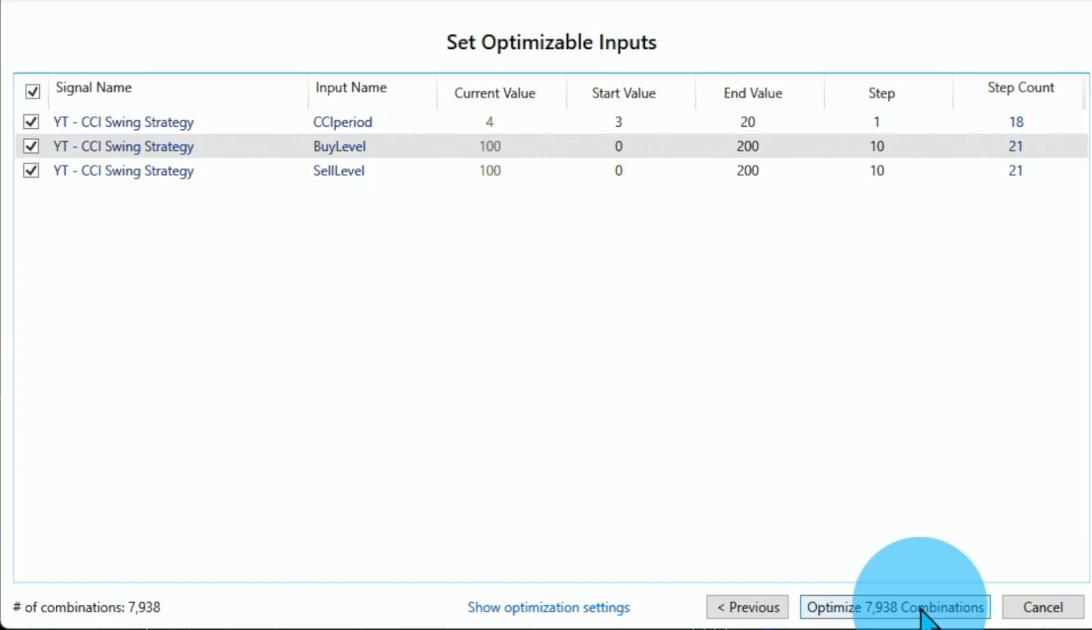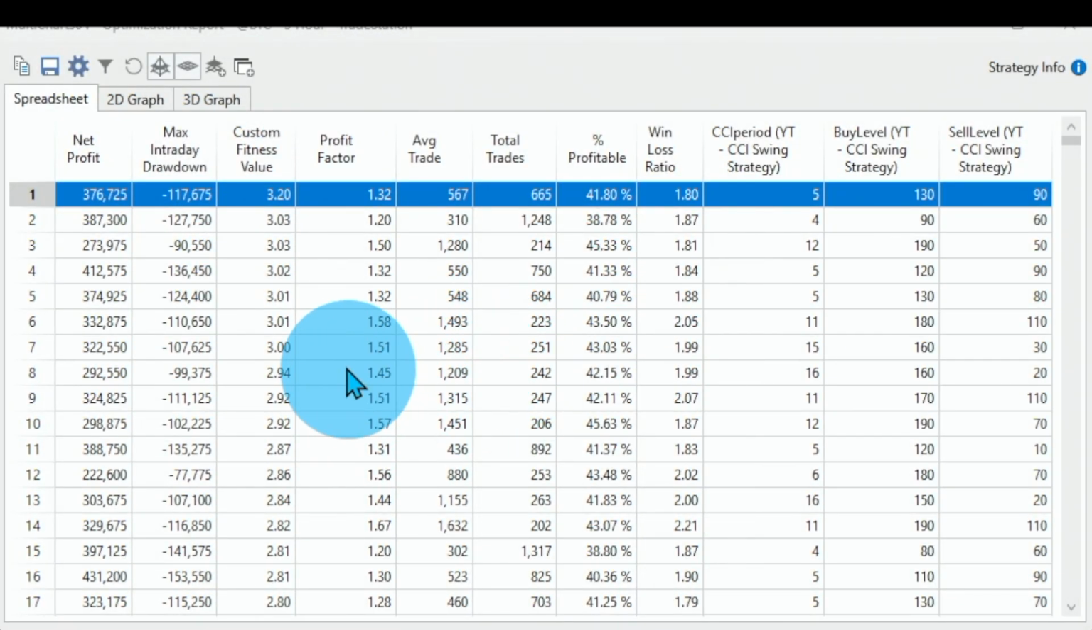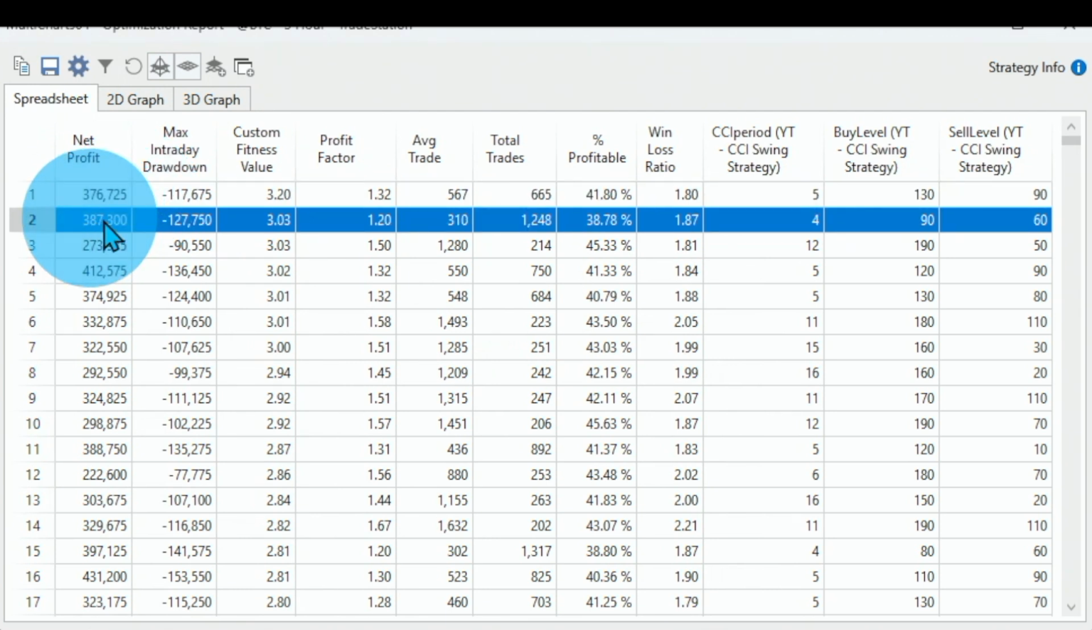And let's do the optimization. And here are the results sorted by return to drawdown. We can see we are achieving 3.2, so $376,000 with about $120,000 drawdown. These are the settings. Now, instead of picking this one, this one is making slightly more money, but more importantly, it's making double the number of trades.